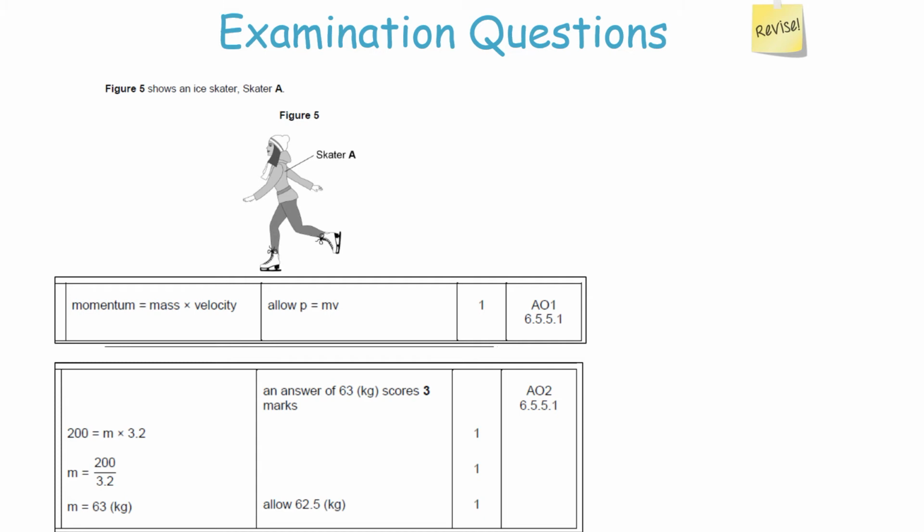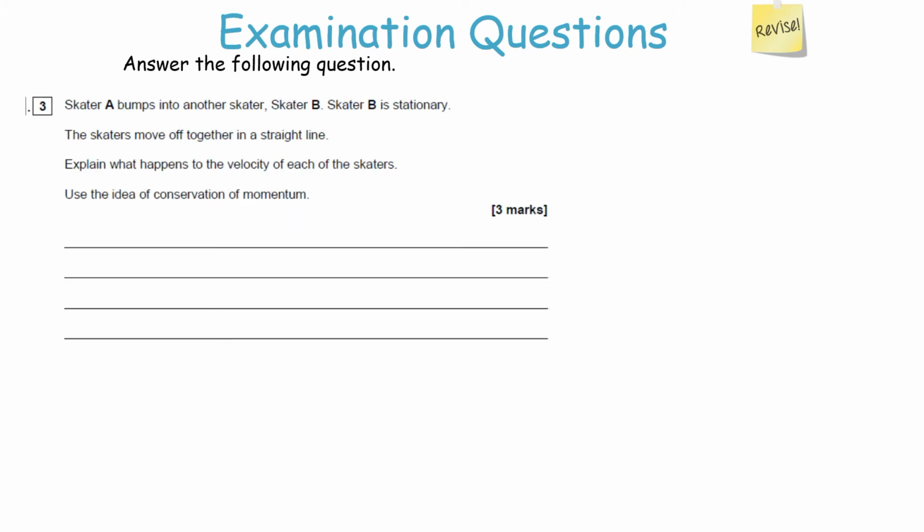And again, the best people in physics would then look at the answer and say, does that look right? So what you would then do is you just say, does it look right for 63 kilograms to be the mass of an ice skater? And it probably is, so it's most likely to be right. Let's look at the next question.